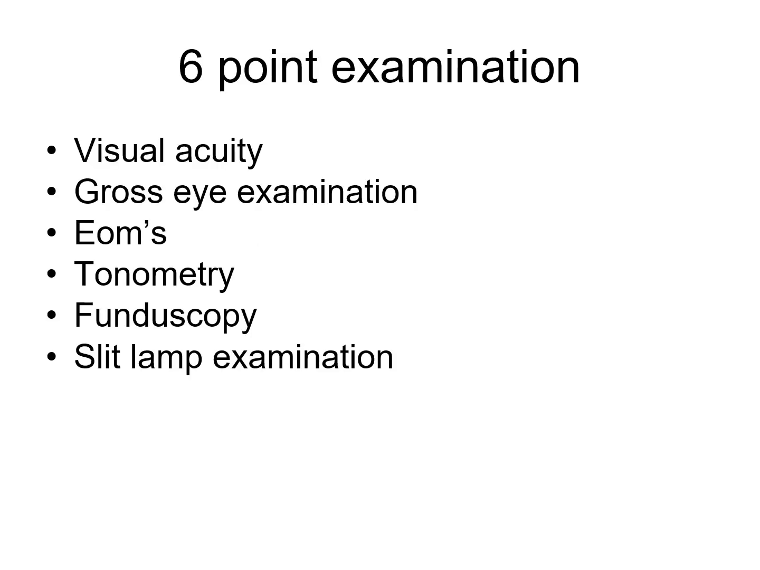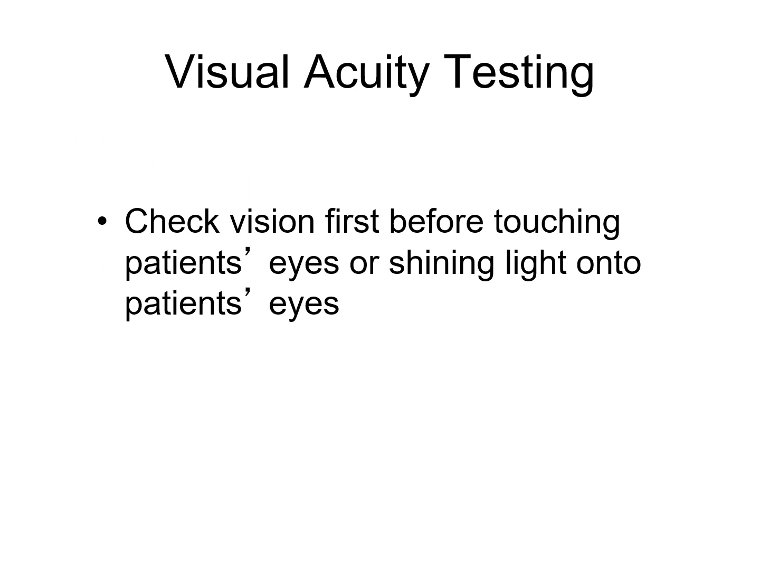The first part will discuss the basic eye examination. The 6-point eye examination is outlined as follows, which we will tackle one by one. Visual acuity testing is the vital sign of ophthalmologists. Before we do any interventions to our patients, we check for the patient's visual acuity using various charts before we do any eye manipulation.